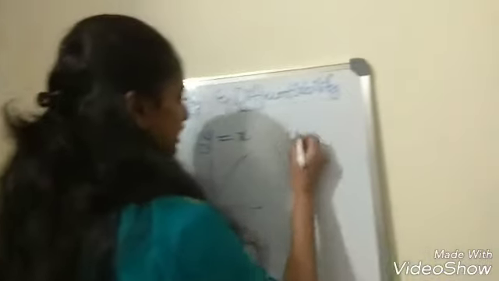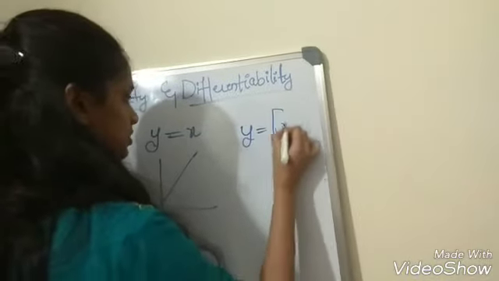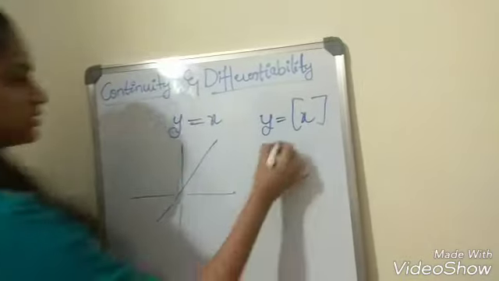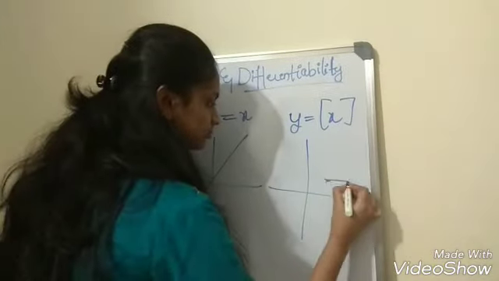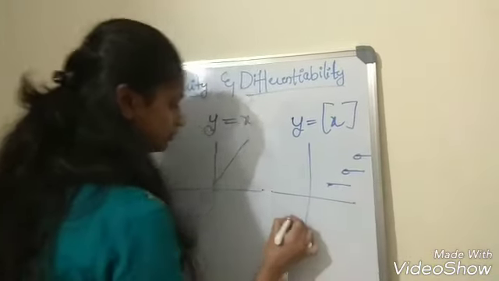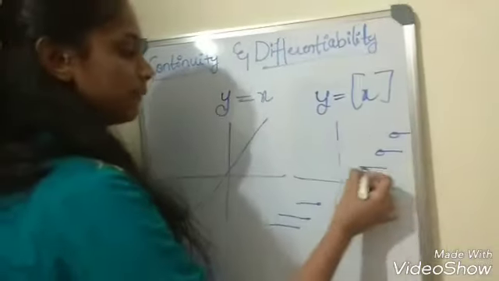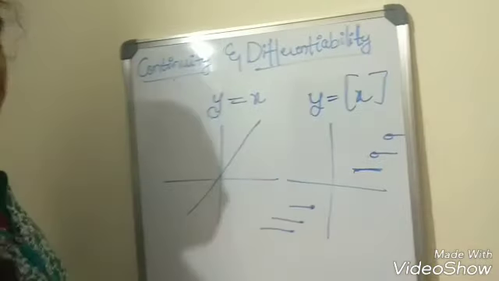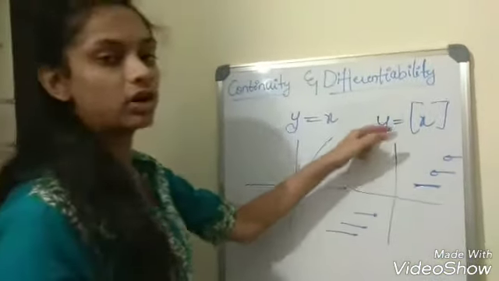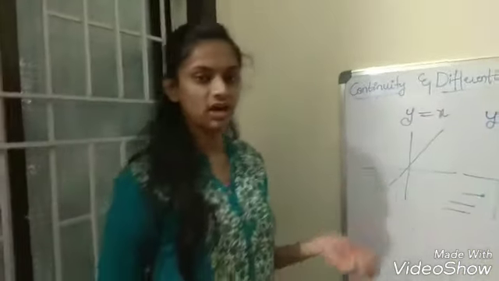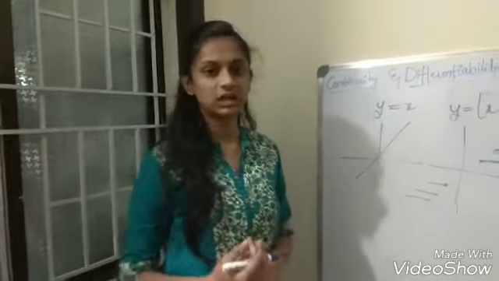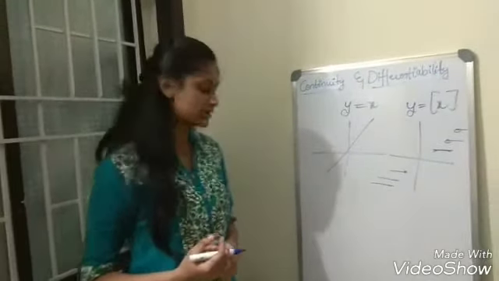If I take y is equal to sin x, the graph of this will be like this. You can see there are breaks in the graph. I had to lift my pen to draw this graph. Then this function is said to be non-continuous. So in this chapter, they'll give you a function and you have to find whether it is continuous or non-continuous.